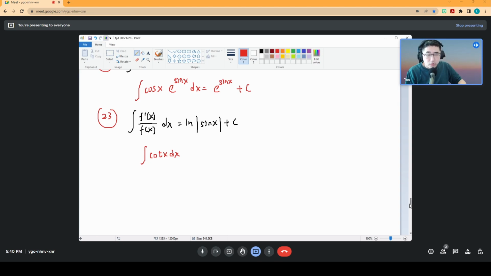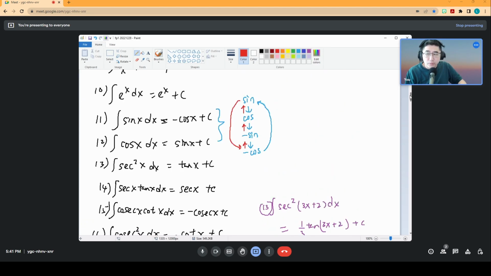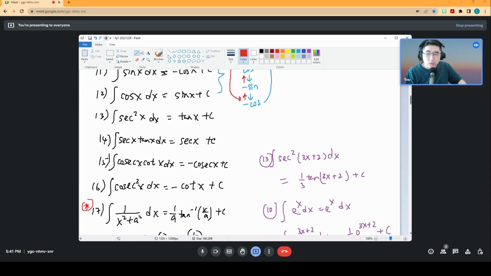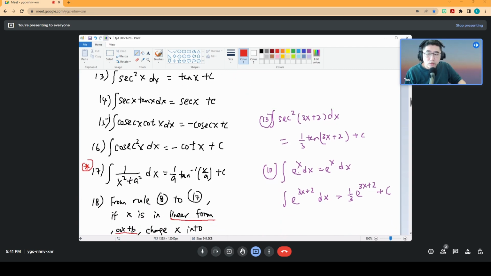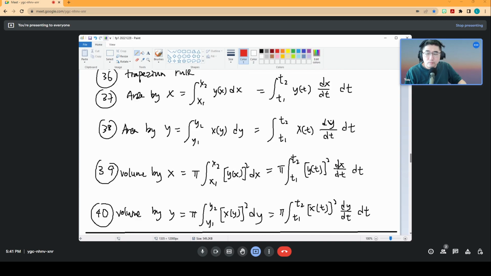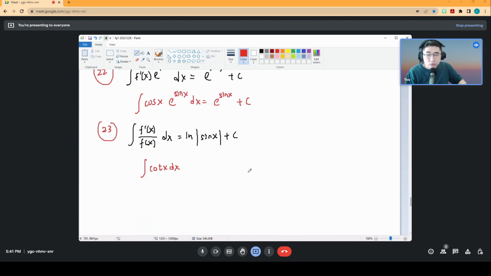Cotangent, you can see that cotangent is not inside any of the basic integrals. You have a sine, you have a cos, you have a secant square, you have secant tangent, you have cosecant cotangent, you have cosecant square, but you don't have cotangent. So how do we actually deal with this cotangent thing? Cotangent, according to trigo, is actually cos x over sine x.